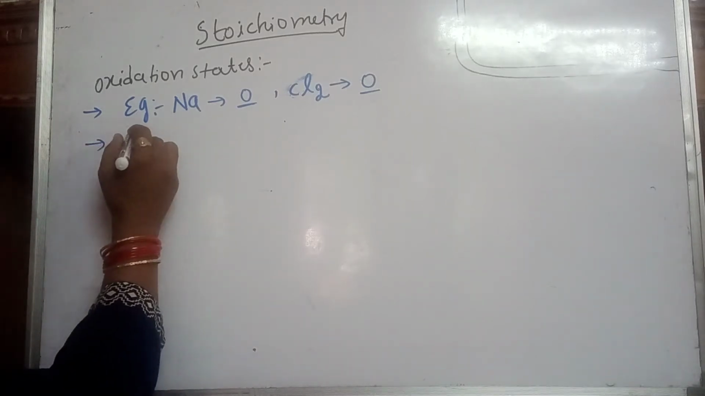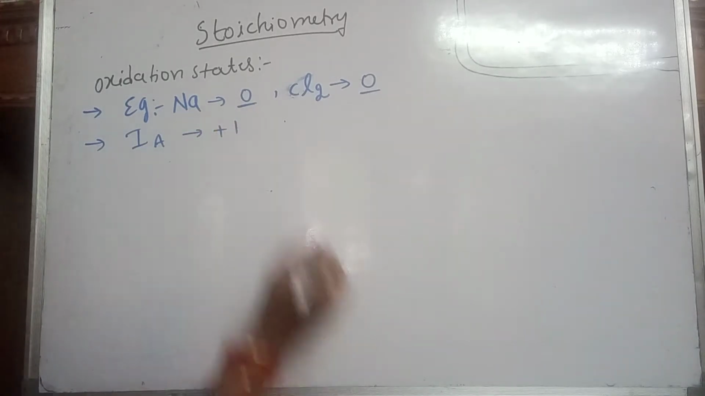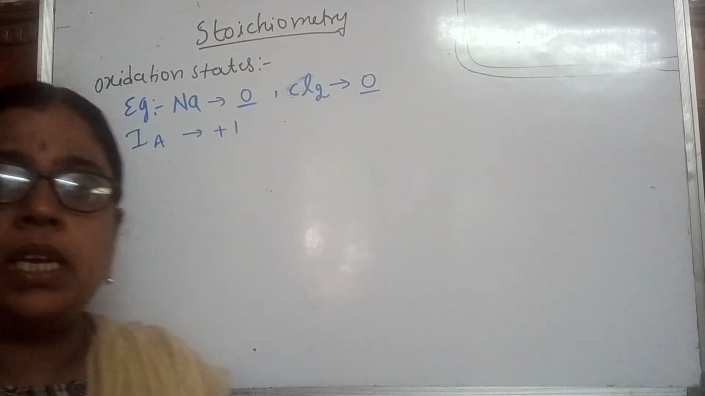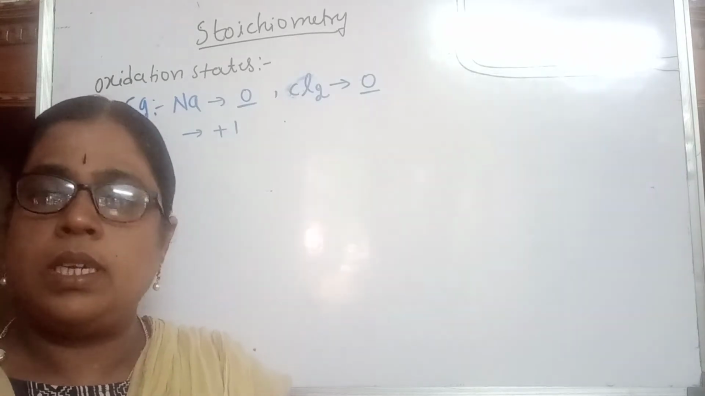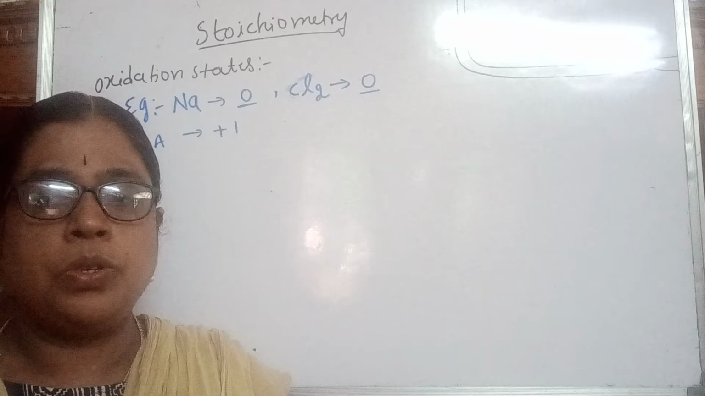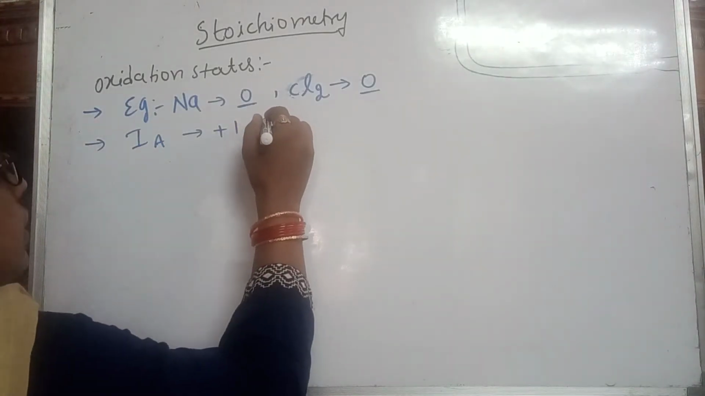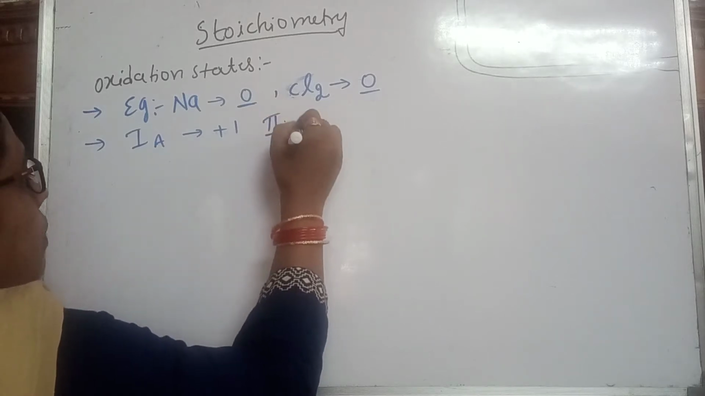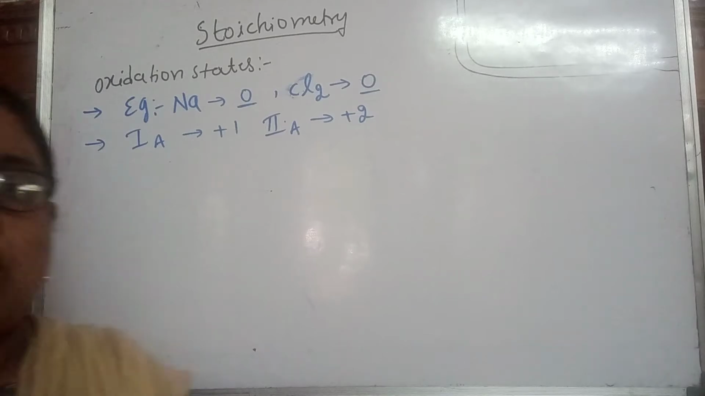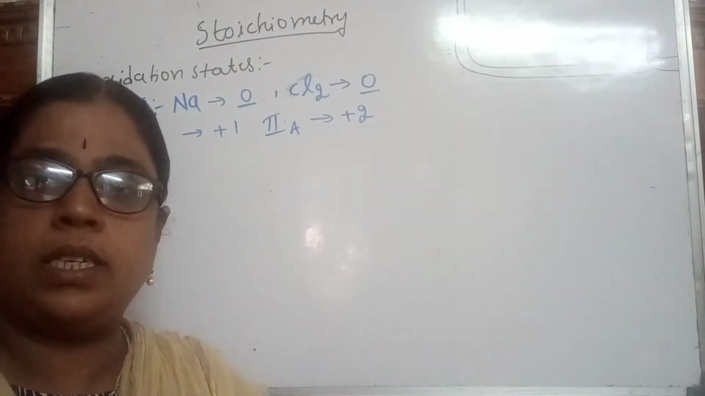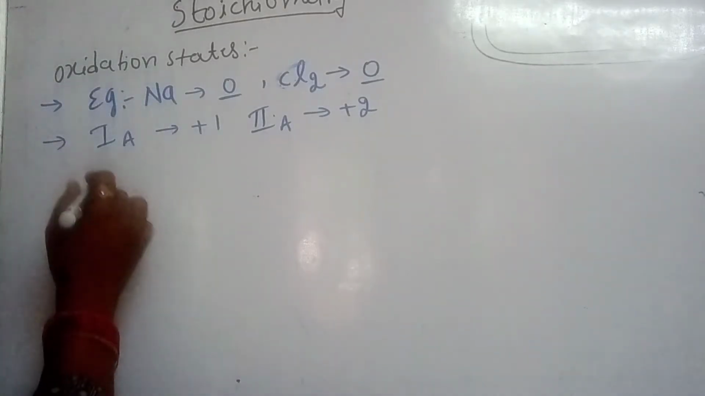The second rule is that first A group elements always show a +1 oxidation state. First A group elements are lithium, sodium, potassium, rubidium, cesium and francium. Second A group elements always show a +2 oxidation state only. This is the second rule.